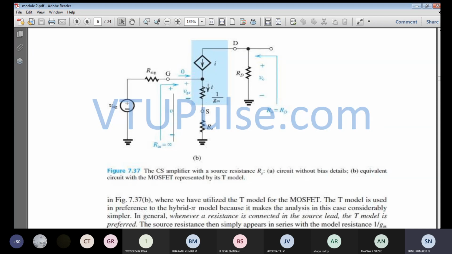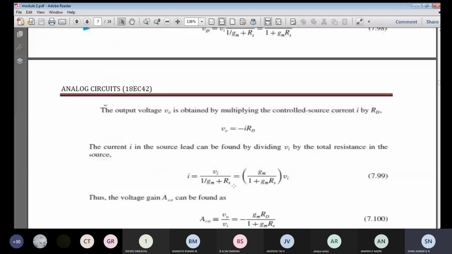We know that this is the current that is flowing across the 1 over Gm, and also the same current is flowing across the source resistance. We know the voltage drop from this node to this node is Vi, and the current is I. The total resistance from this node to this node is 1 over Gm plus Rs. So I can easily find the value of the current I.